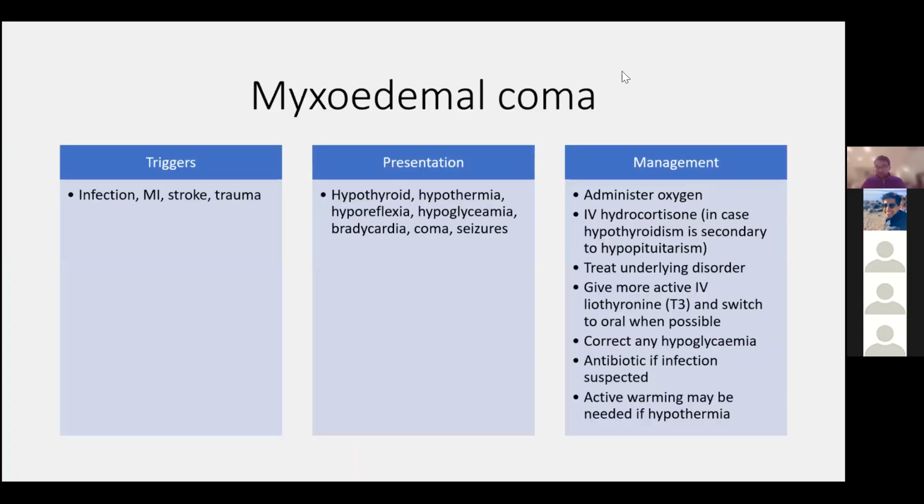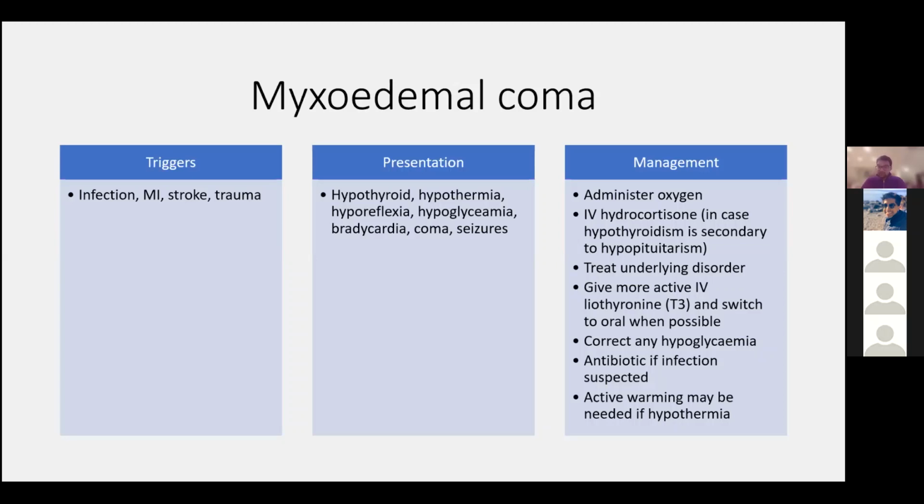You can get an extreme state of hypothyroidism, known as myxedema coma. There is usually a preceding trigger to this. The patient could develop an infection, recent trauma, or a recent heart attack. The presentation is basically the extreme of hypothyroidism. They're extremely hypothermic, hyporeflexic, hypoglycemic, have a very slow heart rate, and they can become comatose.